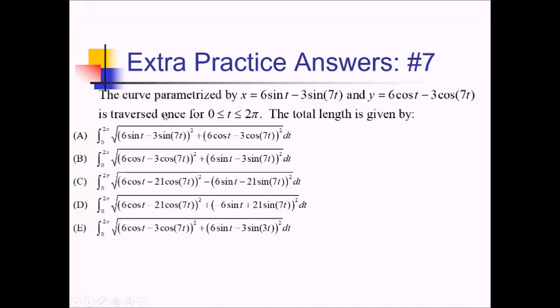For this one, we have a curve parametrized by x equals something and y equals something else, traversed once for the interval from 0 to 2 pi. Basically, we want the total length of this curve. So for that, I'm going to use my arc length formula for parametric functions. That's going to be the integral from a to b of the square root of dx over dt squared plus dy over dt squared dt.